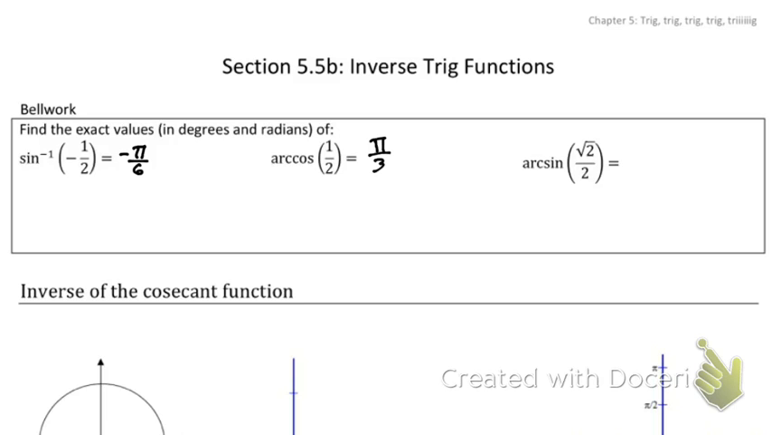All right. What is the arc sine of square root of 2 over 2? What is the arc sine of square root of 2 over 2, Priya? Pi over 4. I always like those square root of 2 over 2s because they always happen in those middle dot areas.